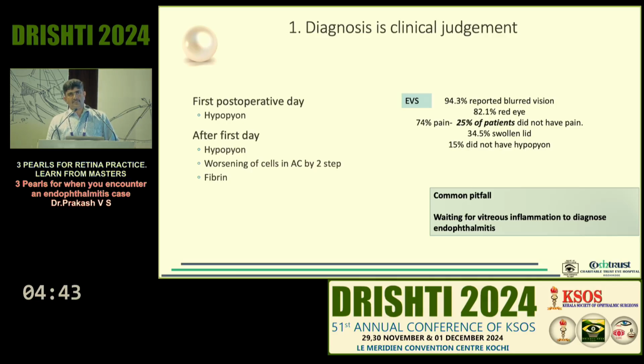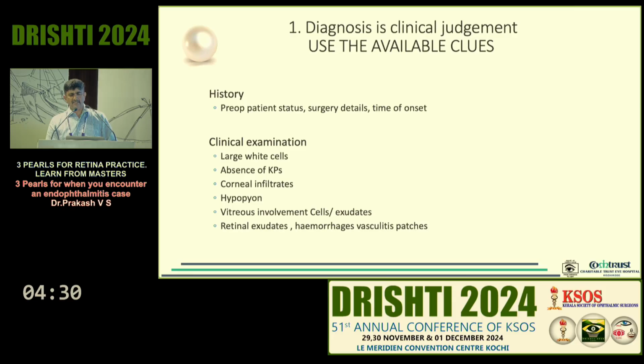After the first postoperative day, you've seen the patient on the first day, you've seen the amount of inflammation, then after that it worsens, the patient is still using topical steroid drops, and it is worsening, then you have to think this could be endophthalmitis. And there are other clues. You have to go through the history of the patient very carefully, the pre-operative status. You look at the previous records: what was the status of the eyelids, was there any chalazion or anything which was done before, the surgery details, was it a prolonged surgery, was there a complication during surgery. All these things you have to go through.